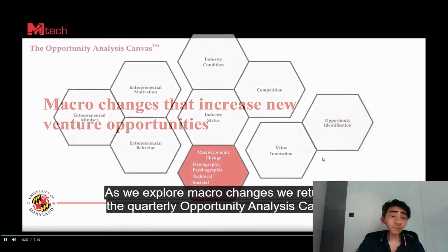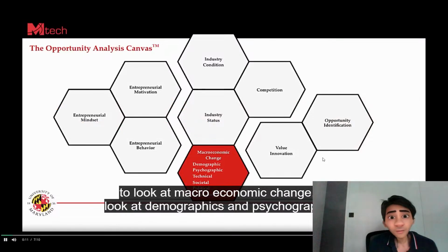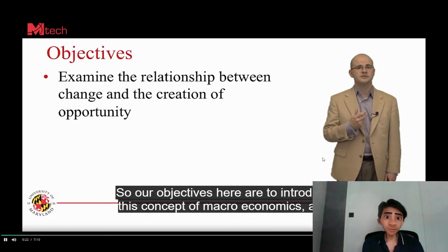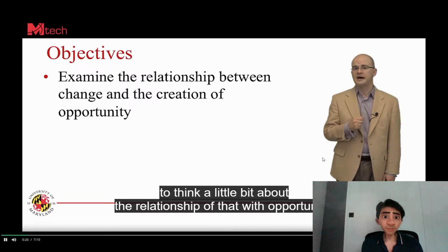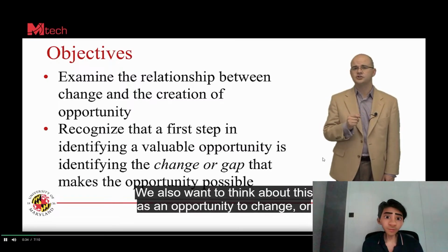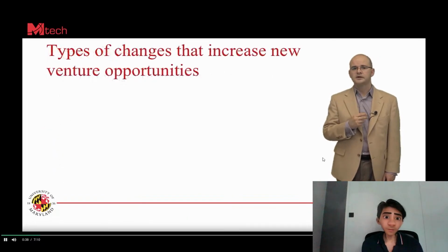As we explore macro changes, we are turning the corner on the opportunity analysis canvas to look at macroeconomic change, to look at demographics and psychographics, as well as a variety of other factors that happen broadly in the economy and society. So our objectives here are to introduce this concept of macroeconomics and to think a little bit about the relationship of that with opportunity, immersion, and engagement. We also want to think about this as an opportunity to change or to fill gaps that are appearing in the market.